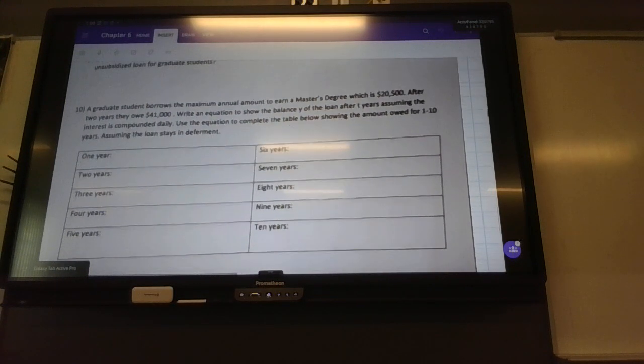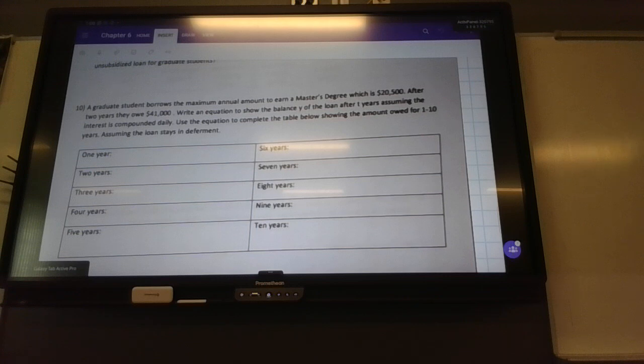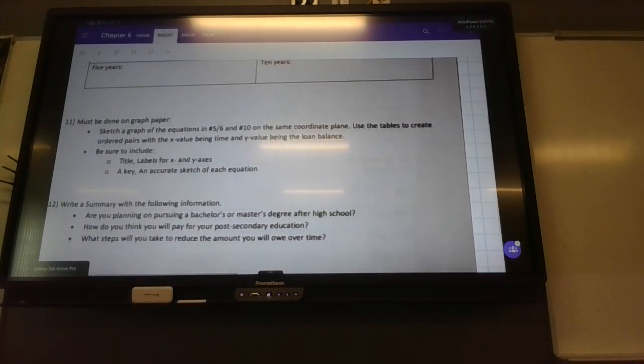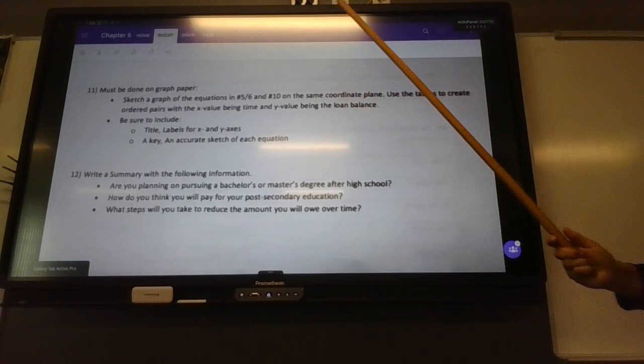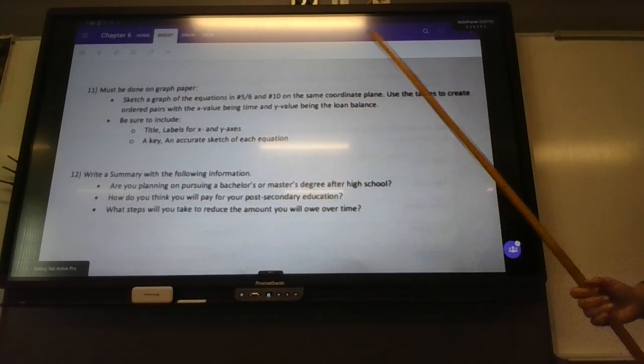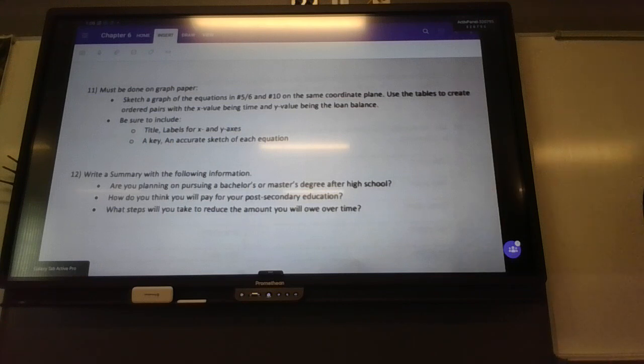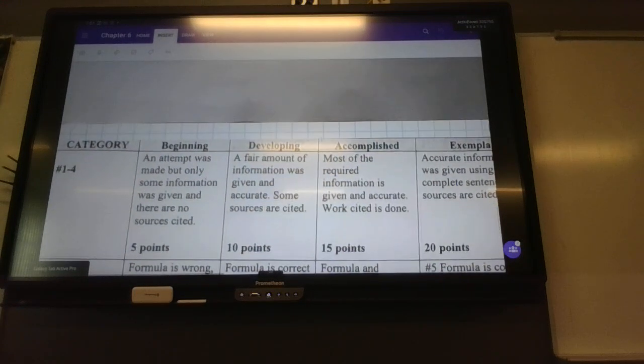You will do that again for your master's degree. You'll look up how much it costs to get a master's degree. Lots of careers are asking you for master's degrees these days. Then you will make 2 graphs just like the credit card project and a 5-sentence summary. There's a rubric for that one also. Pretty much the same thing though.